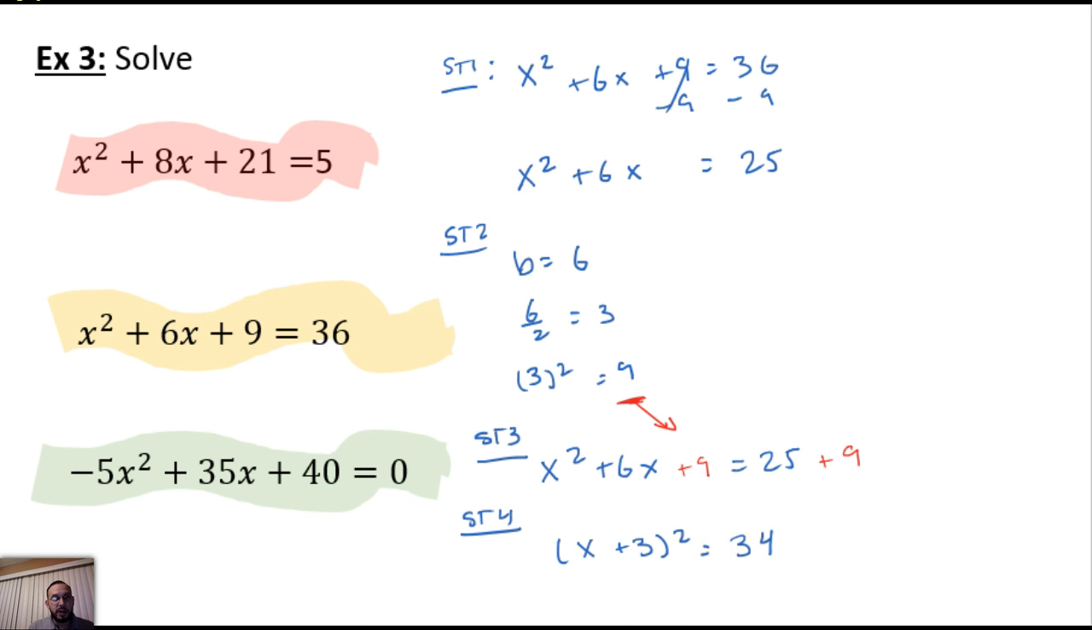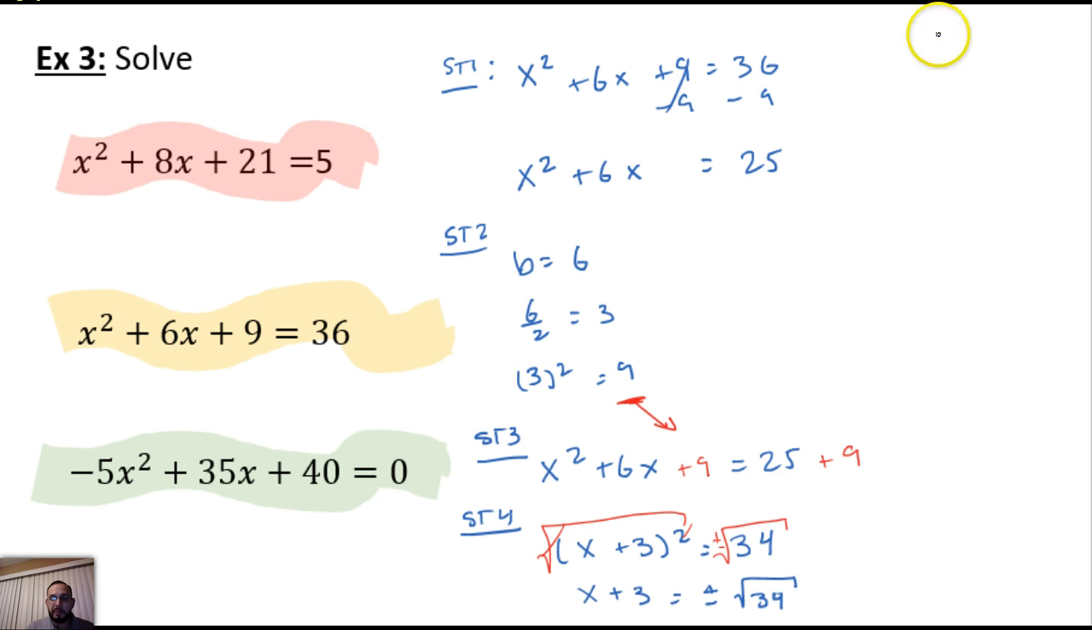Cool. Now we're going to do our square root method again. I'm going to take the square roots of both sides. What you do to one side, you do to the other side. This goes away, and we get a plus or minus on this side. So we end up with x plus 3 is equal to plus or minus square root of 34.